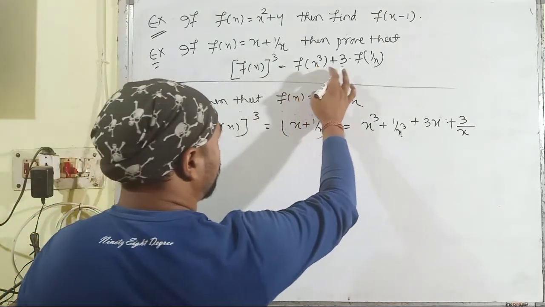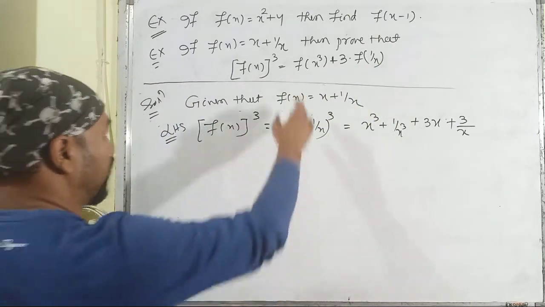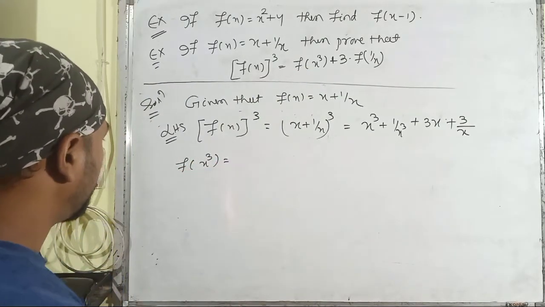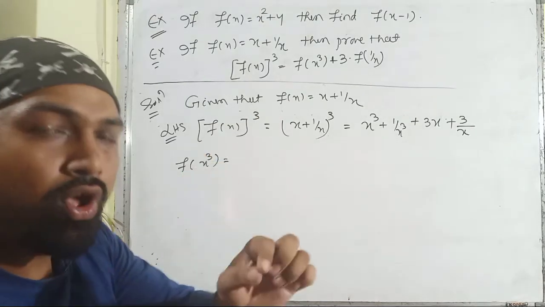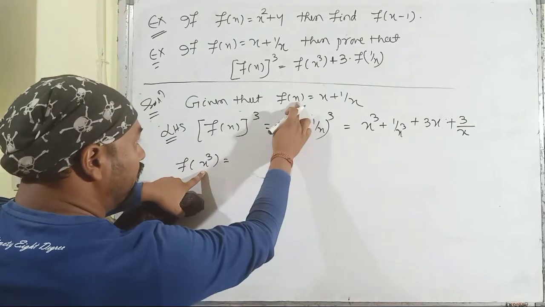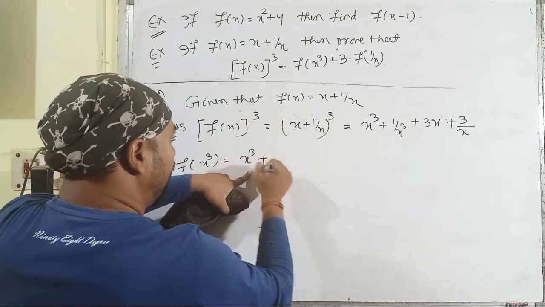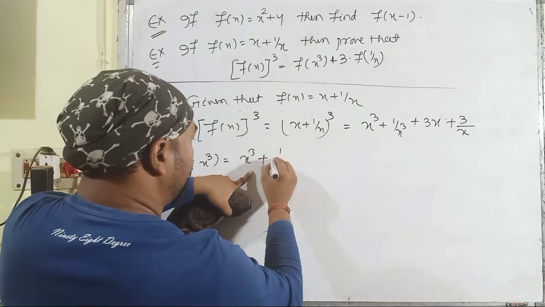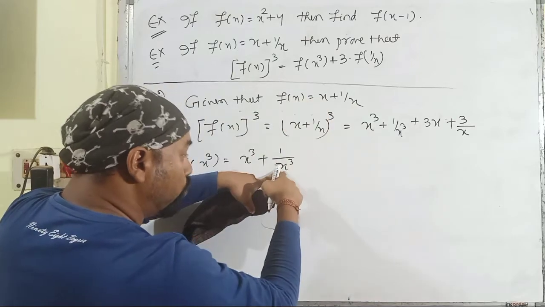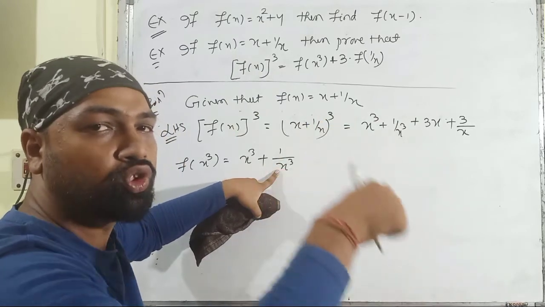Then we have to find the sum of f of x cube and 3 multiplied with f of 1 by x. First of all, let us find f of x cube. This is the term f of x cube. That means we have to substitute x cube in place of x. So here we have substituted x cube in place of x. In the right hand side part we substitute x cube in place of x, and again x cube in place of x in the denominator part.